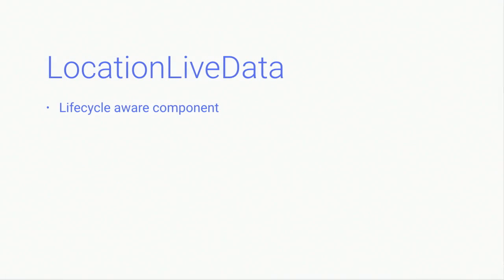Now, if you look at that LocationLiveData class we just created in the previous example, let's look at the properties of that class. First of all, it is lifecycle aware. It knows when to start itself, when to stop itself. You just don't need to babysit it anymore. It is self-sufficient. You start it, you forget about it.